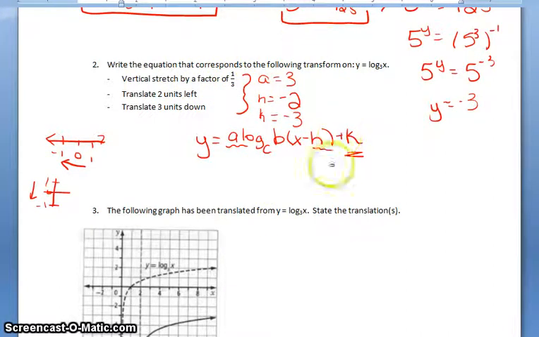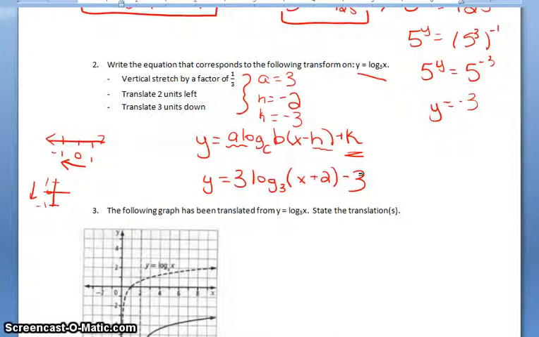So let's put this into our base function, log base 3 of x. We have y is equal to a, which was 3, log of c, which we were given in the question is 3. b was 1, so we don't have to write 1 there. And we have x minus h, so x minus negative 2, or we can just say x plus 2. And then plus k, which will be plus negative 3, or we can just write minus 3. Okay?